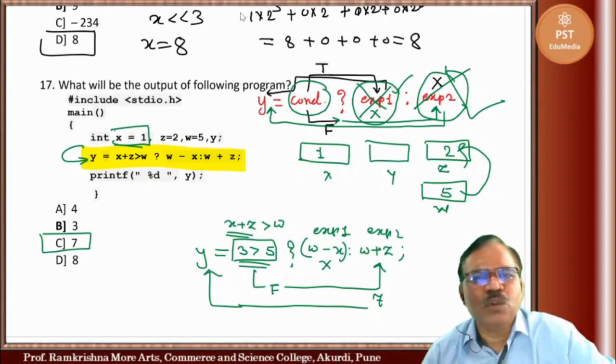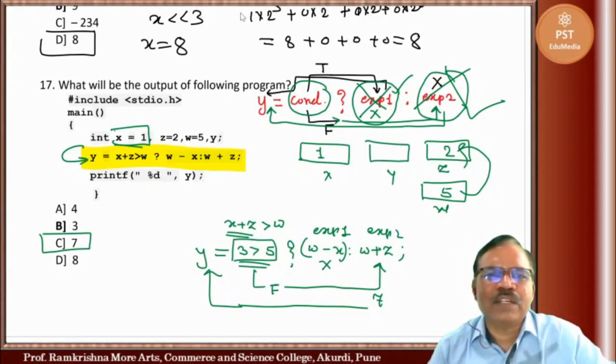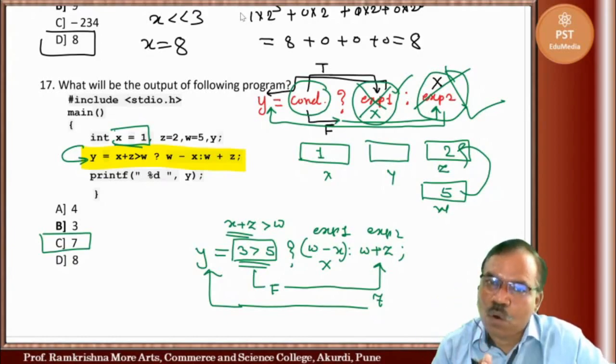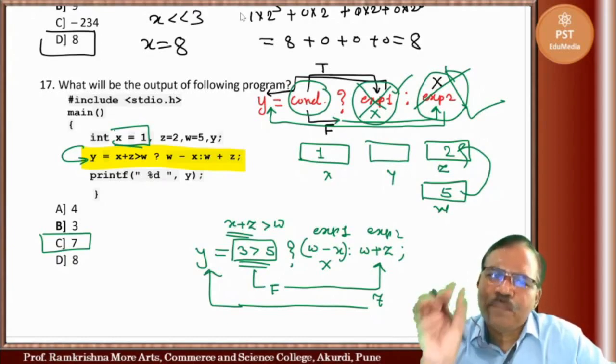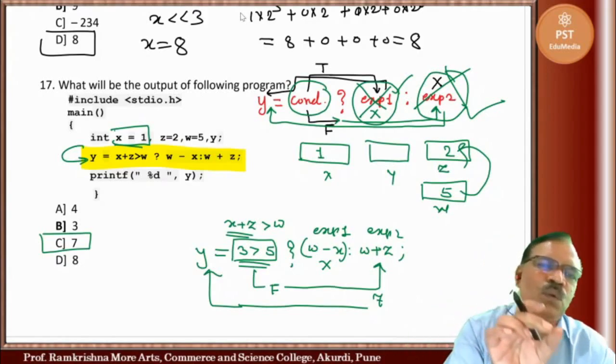Expression 2 means W plus Z. Expression 1, W minus X, is ignored. So whatever value expression 2 has is now given to Y.